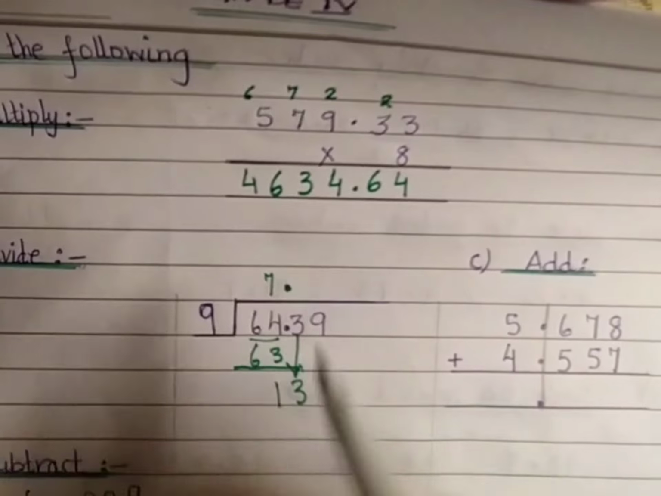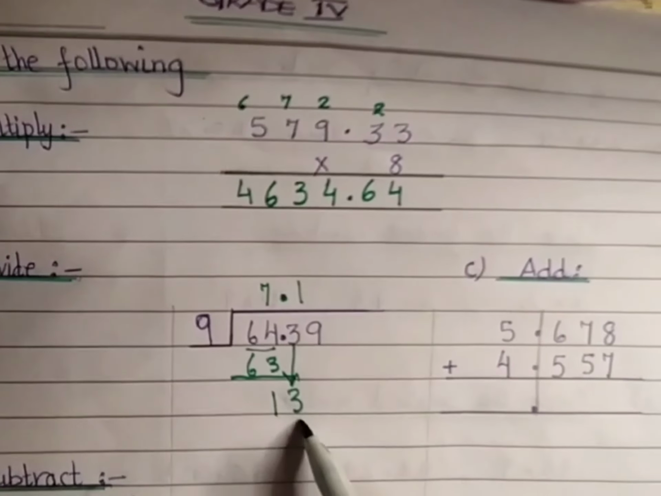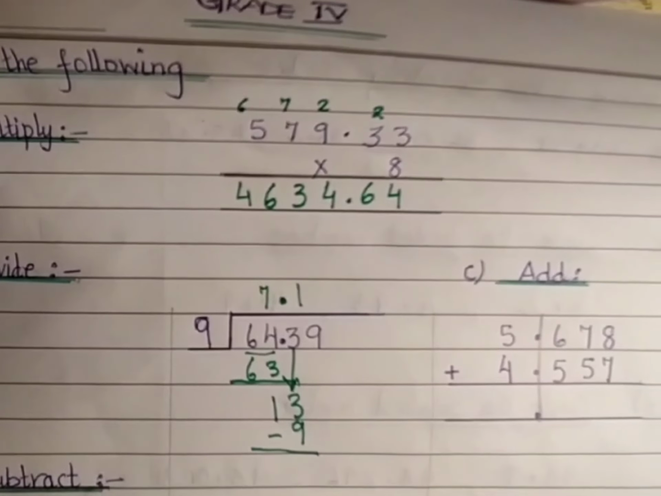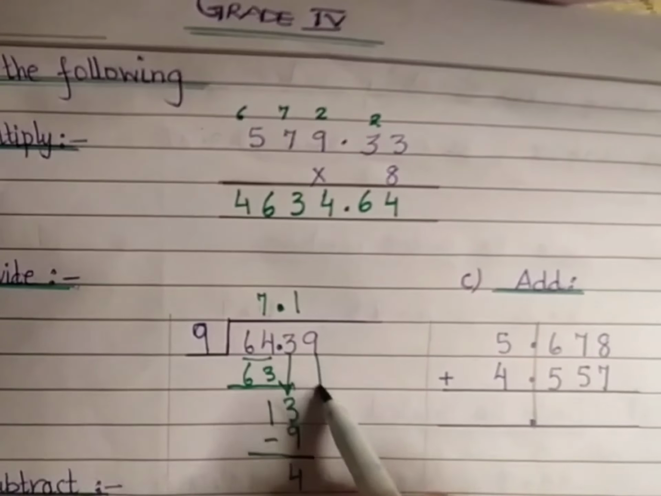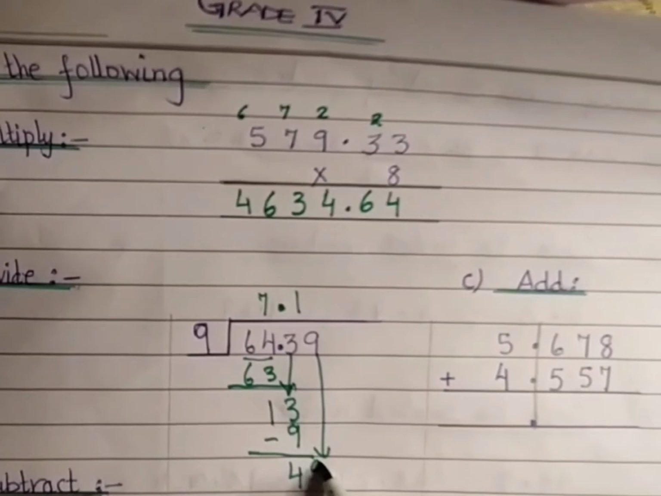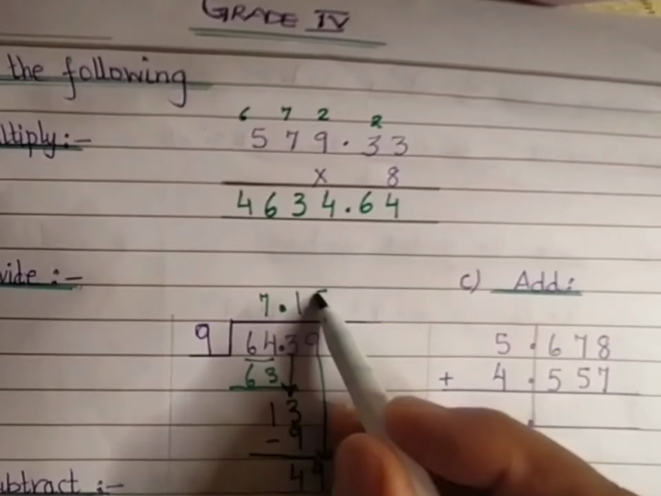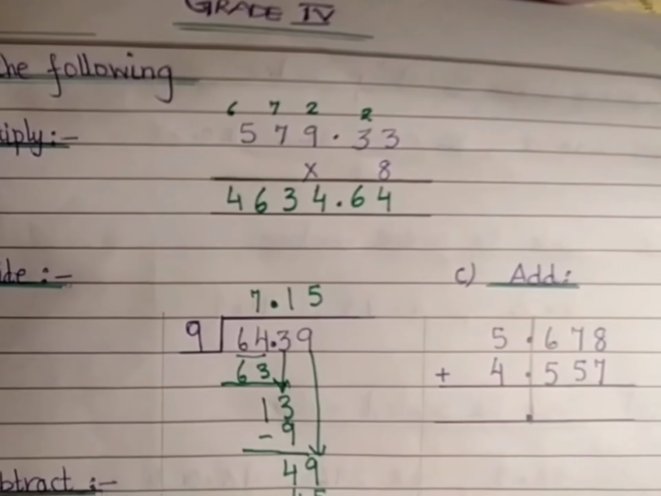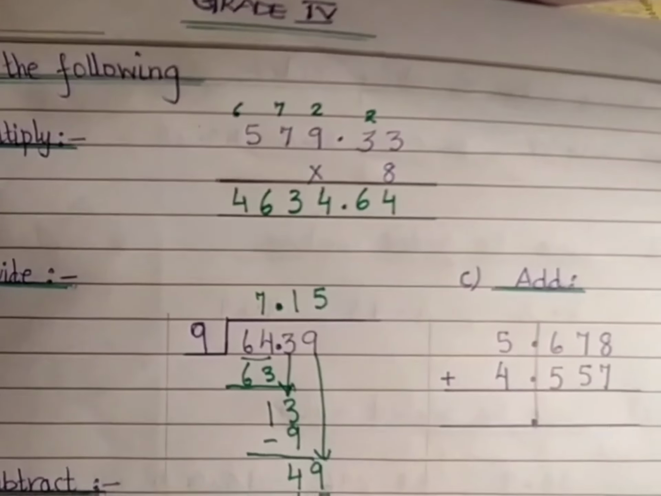9 times 1 is 9. 9 2s are 18. So let's write down 9 ones are 9. What are you left with? 10, 11, 12, 13, 4. Bring the 9 here. 9 5s are 45. 9 6s are 54. So I'll take 9 5s are 45. So the remainder will be 4. This is going to be your remainder.